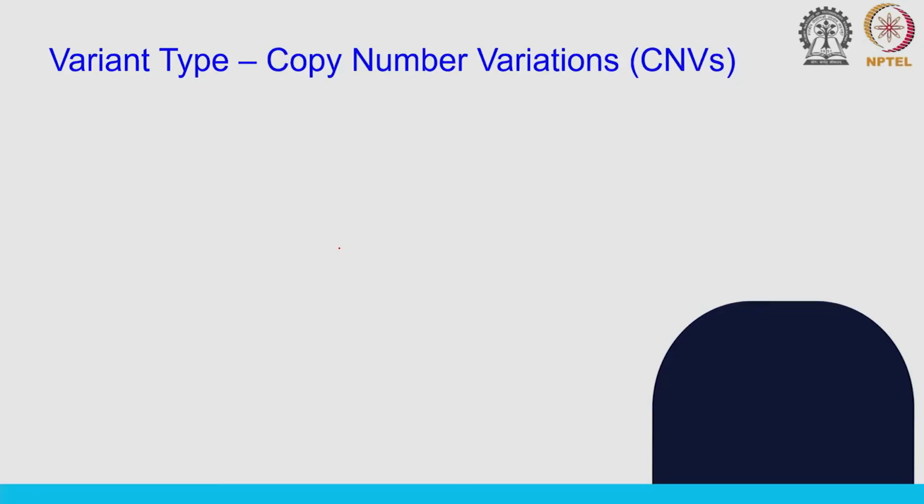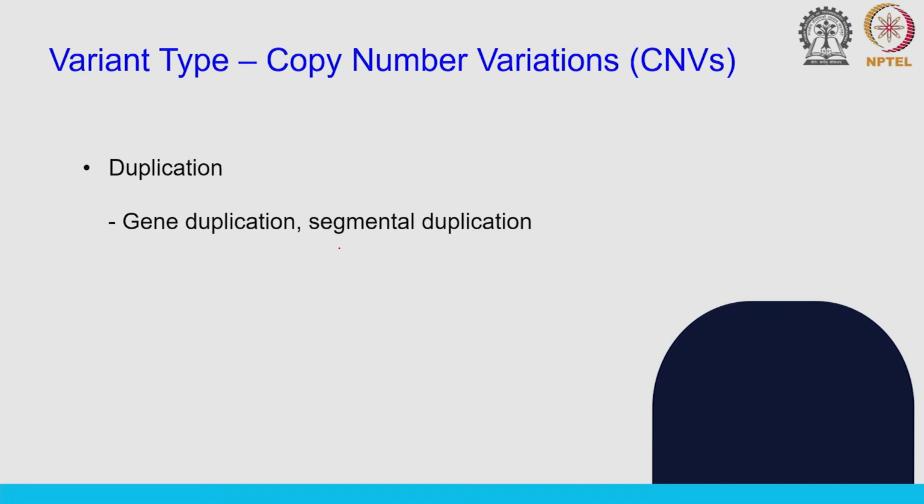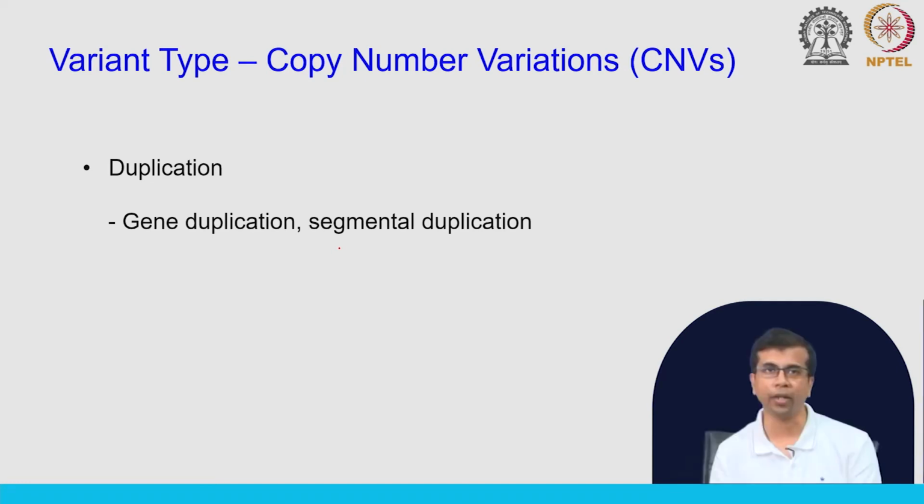So, just very briefly, what are copy number variations? We have something called duplication. Now, this duplication can be gene duplication, where a gene is supposed to be present in one copy, but instead it is present in two copies. Okay. So, this is what we call gene duplication, or you can have segmental duplication. What does segmental duplication mean? It involves multiple genes or a larger region of the genome that is duplicated, instead of a single gene.